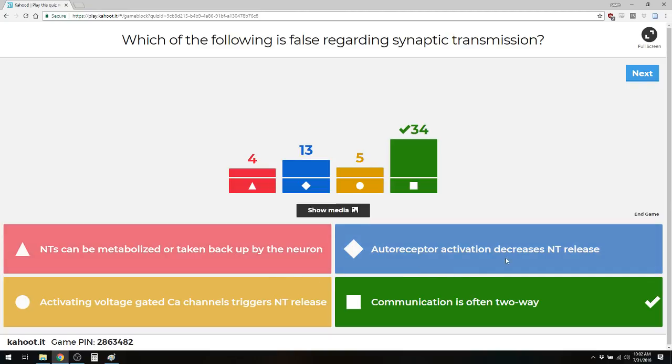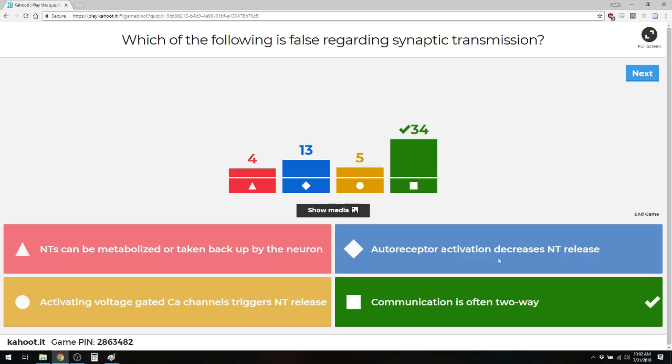We talked about autoreceptor activation. That decreases neurotransmitter release. Remember, those are going to be off on the side where, once levels of those neurotransmitters are high enough in the synapse, they get activated and it feeds back and activates that negative feedback loop saying, hey, we have enough. Let's go ahead and shut down further release of those neurotransmitters.